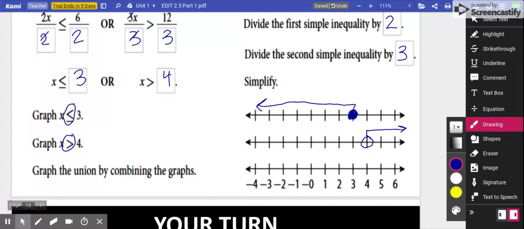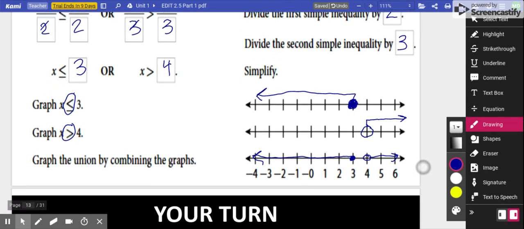The very last step is to graph the union. We're going to combine these two graphs. I'm going to bring down my closed circle on 3 and my arrow going left, my open circle on 4, and my arrow going right. Okay.